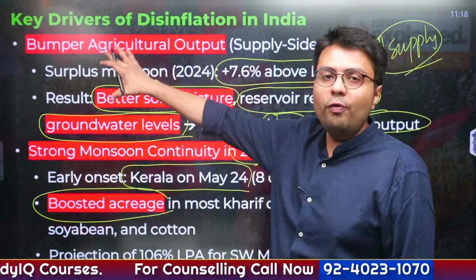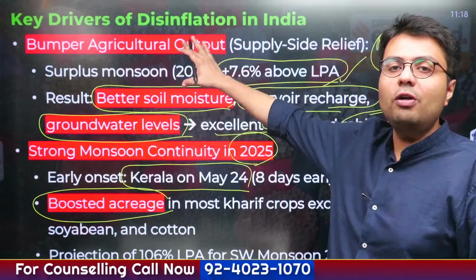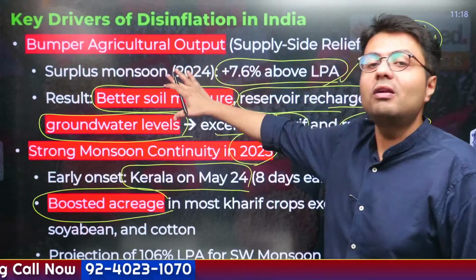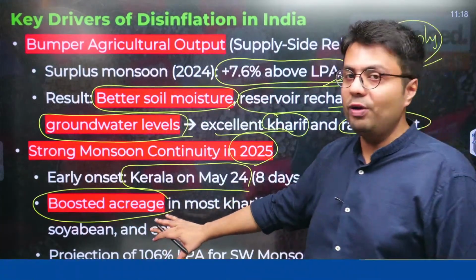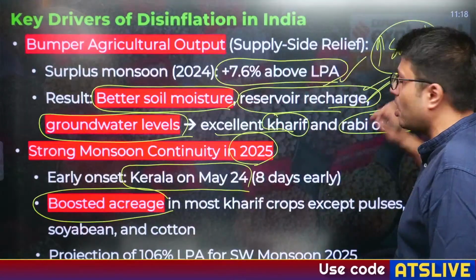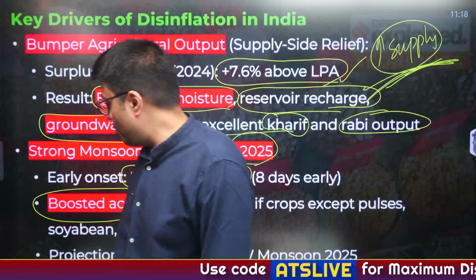So these are the two factors relating to monsoon that have contributed to a good agricultural harvest last year, and it is expected that the harvest this year in the kharif season will also be good. And this has led to what? This has increased the supply of the commodity.